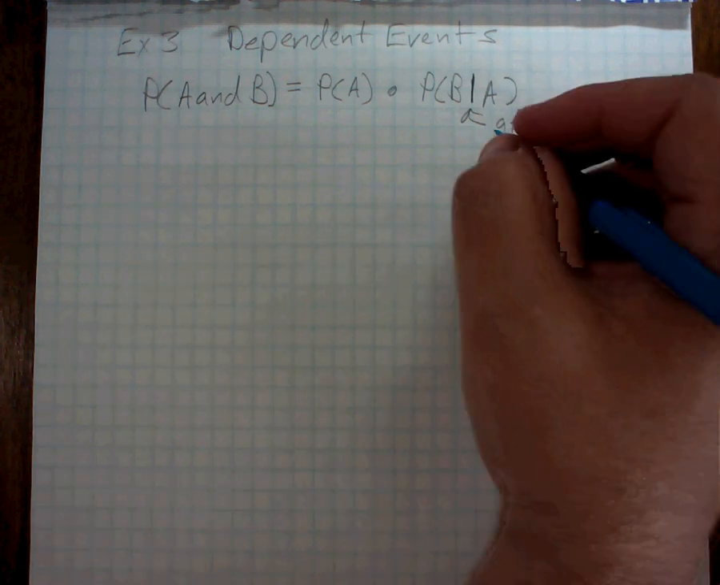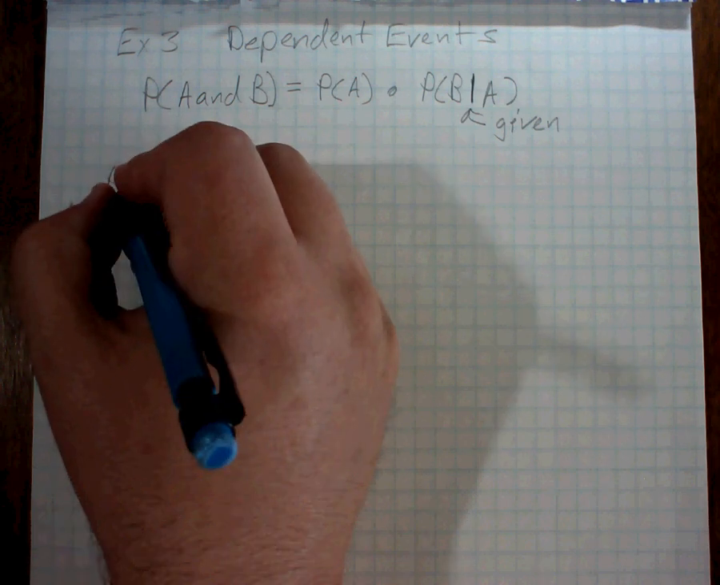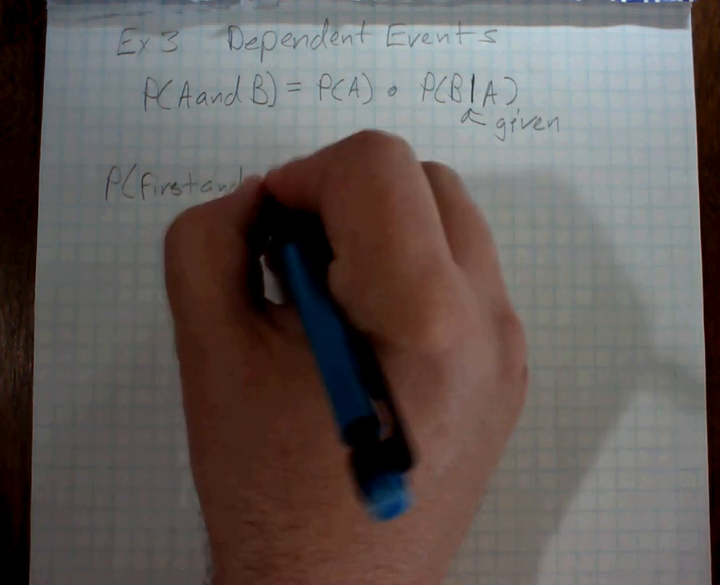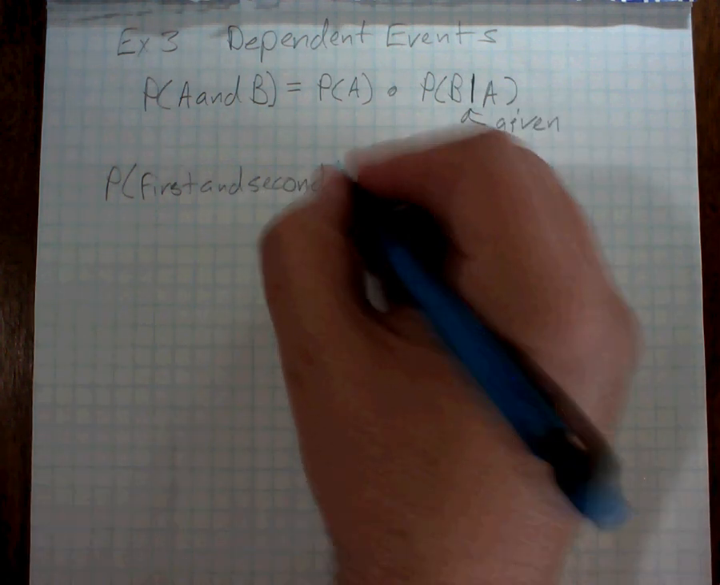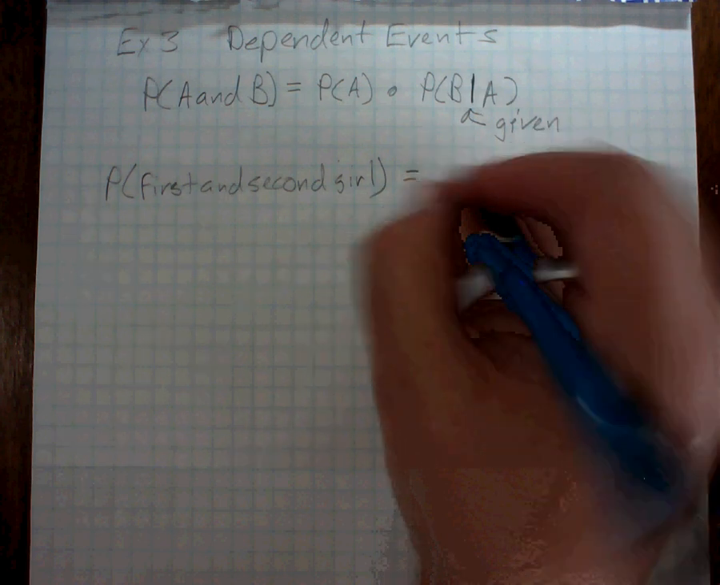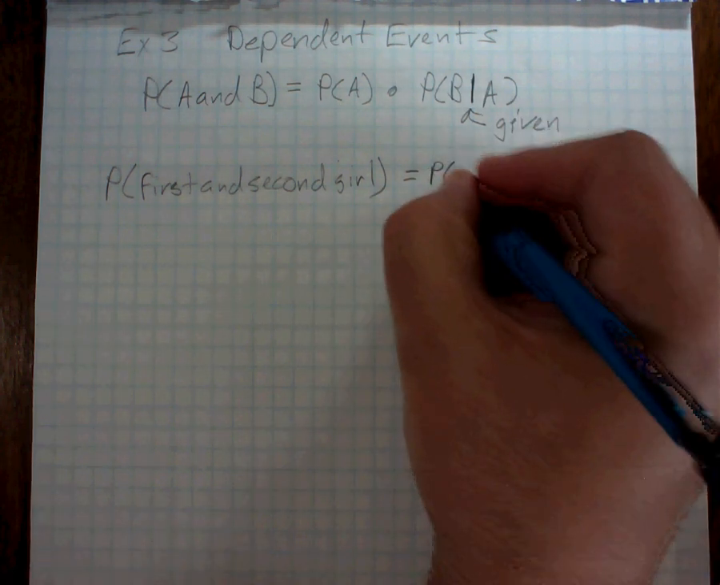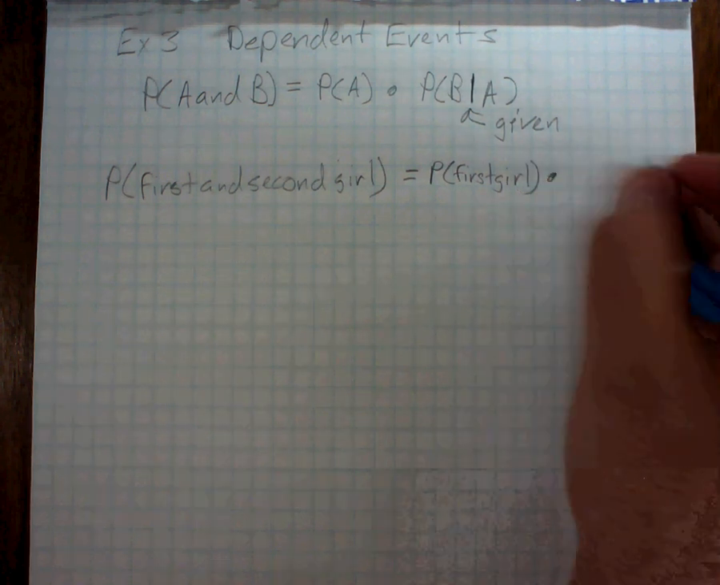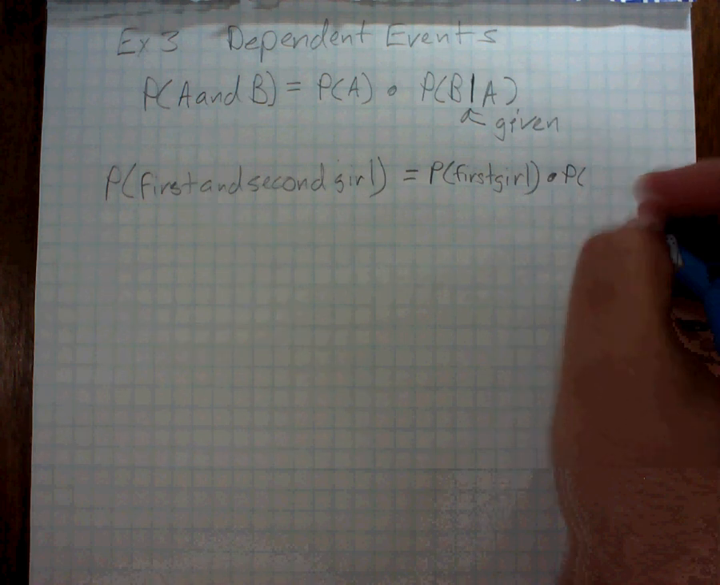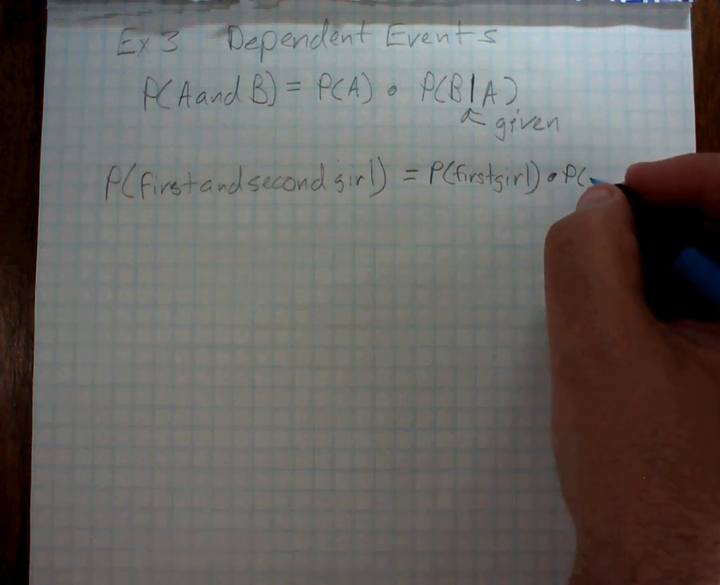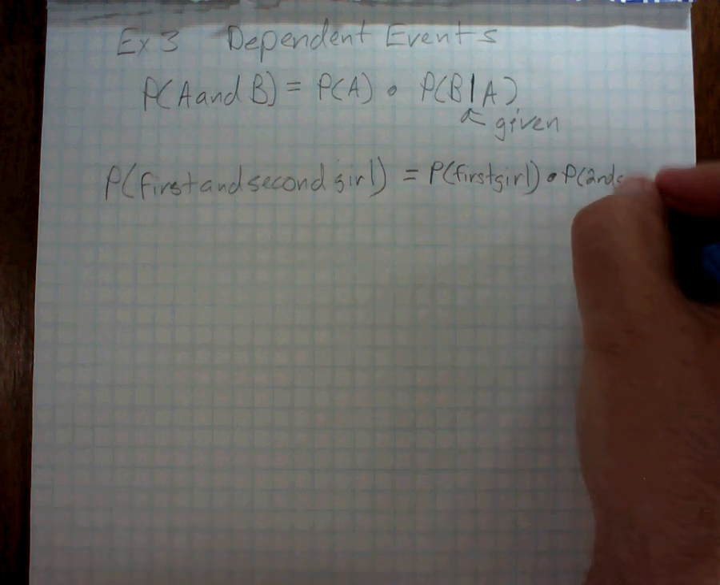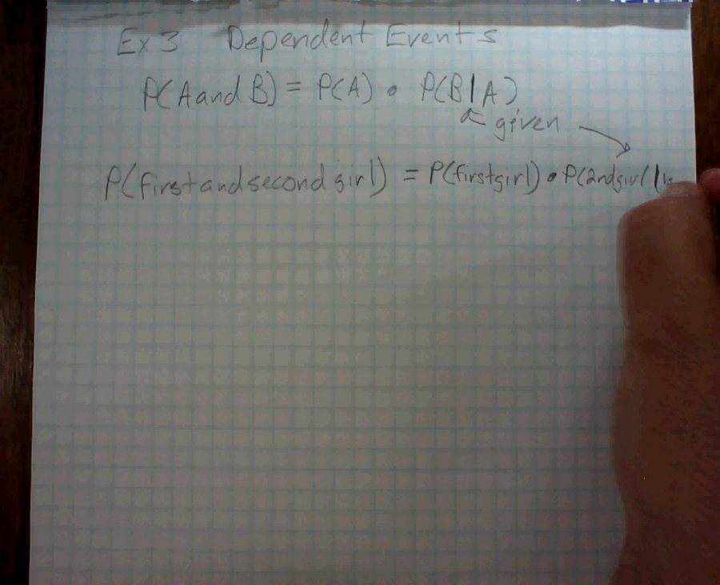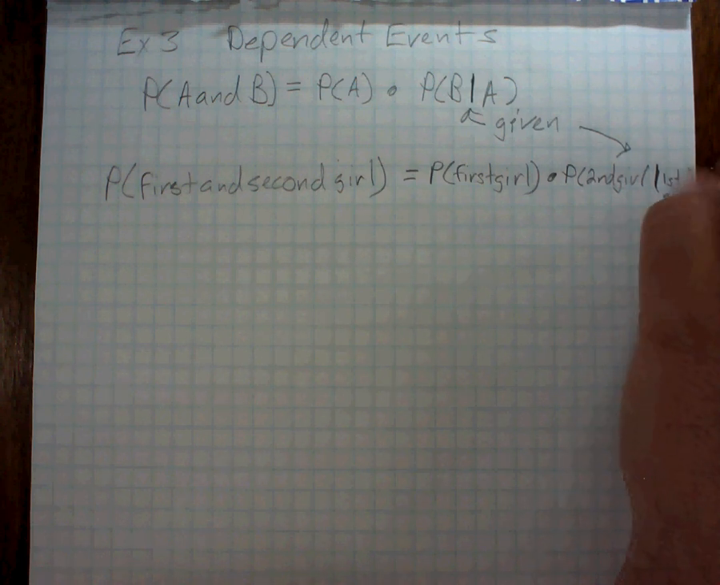Okay? And so if we look at our previous example, if I wanted to know the probability of the first person selected and the second person selected being a girl, then that would be equal to the probability of the first person being selected, a girl, and then multiply that by the probability of the second girl given, remember that means given, the first is a girl. Okay?